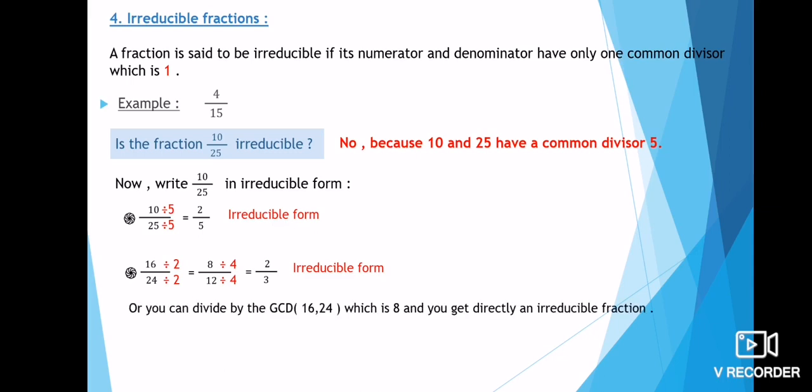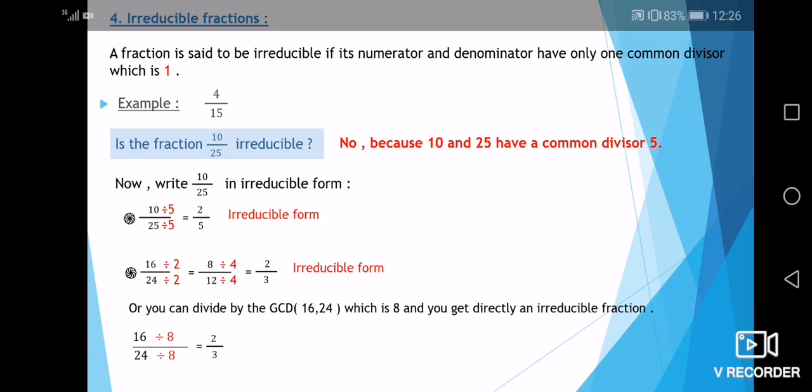And a very important note, you can divide by the greatest common divisor of 16 and 24, which is 8, directly, and you will get the irreducible fraction. I mean, if you divide 16 over 24 directly up and down by 8, you will get 2 over 3, the irreducible form. Watch this video more than one time, then solve your homework.